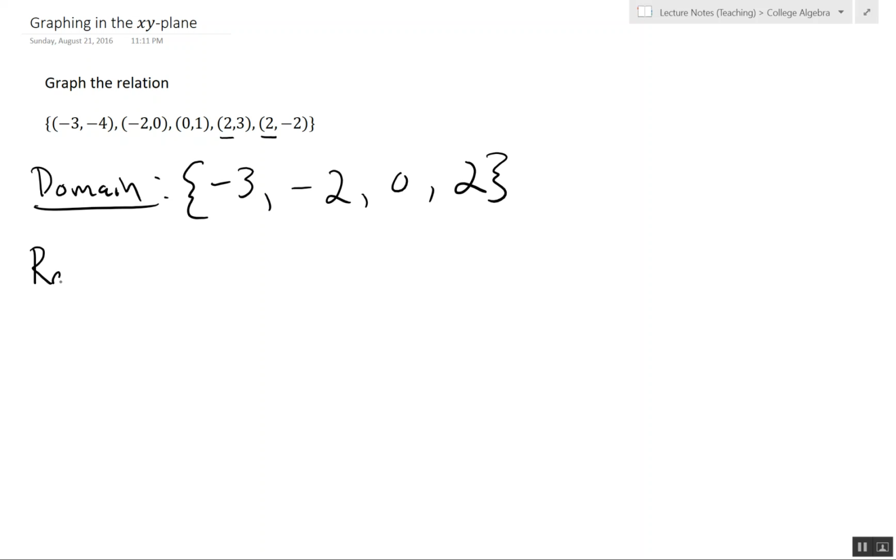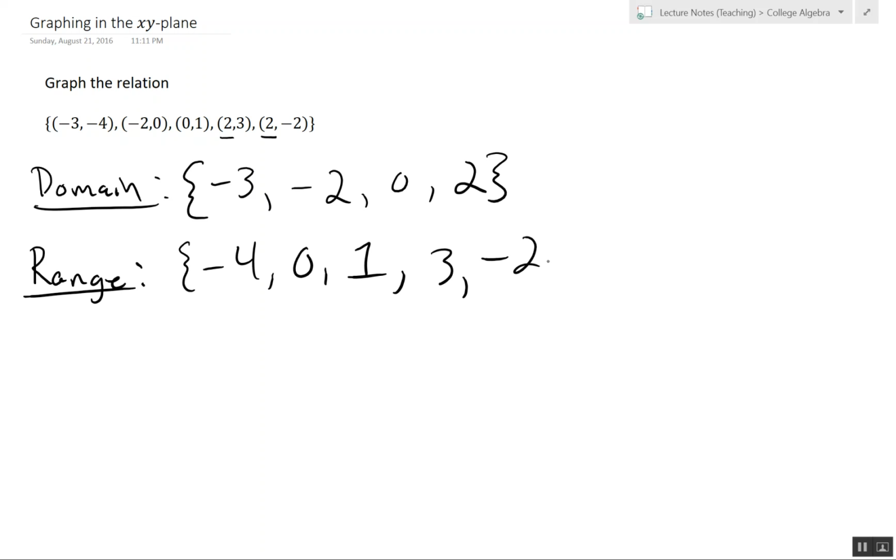And then the range, then we just look at the second coordinates, and this will be -4, 0, 1, 3, and -2 from the second coordinates. And this is always a good idea whenever you're seeing a relation. And later when we talk about functions, you always should look at particularly what is the domain. Range is not always easiest to figure out, but domain it definitely is. So that's one of the things you should always look for.